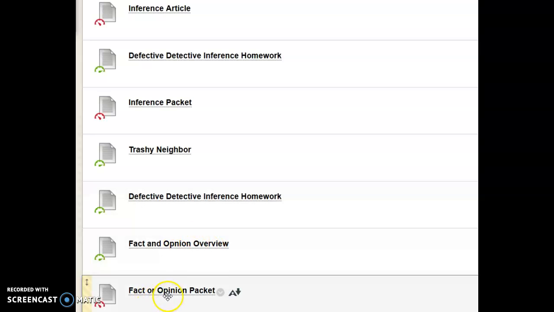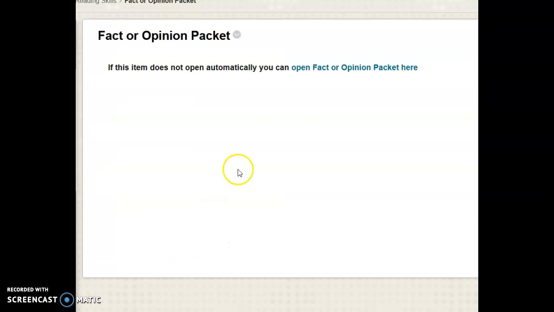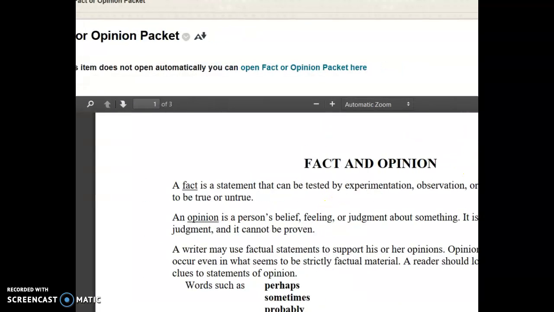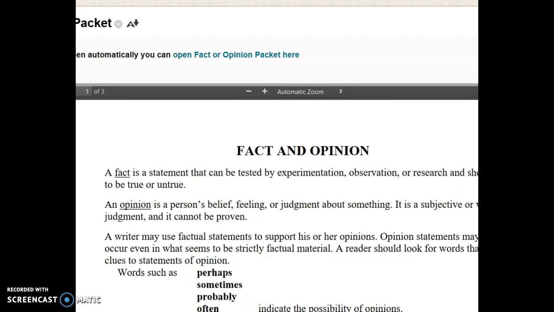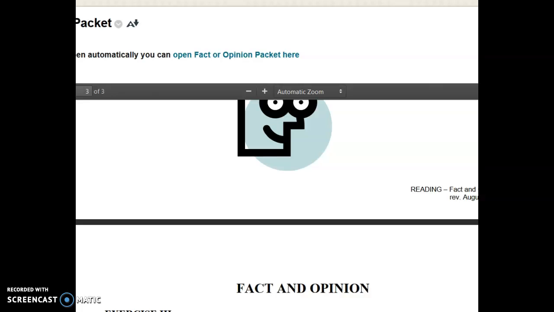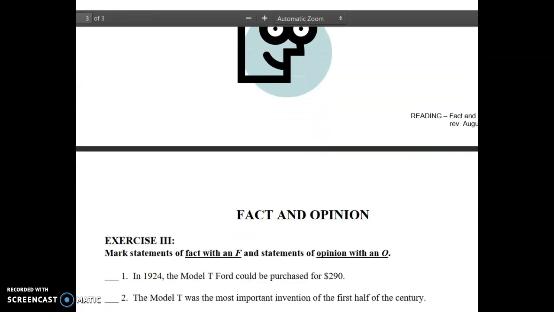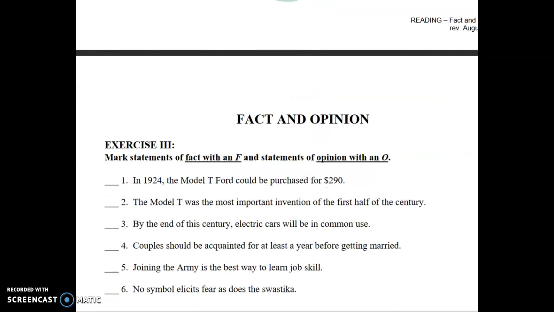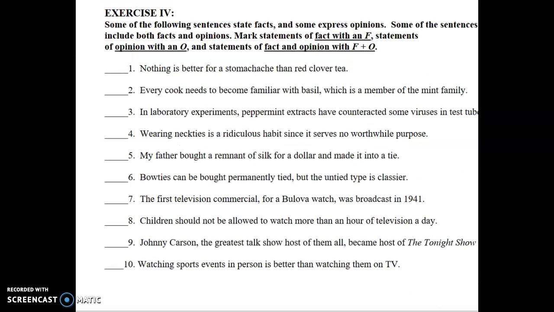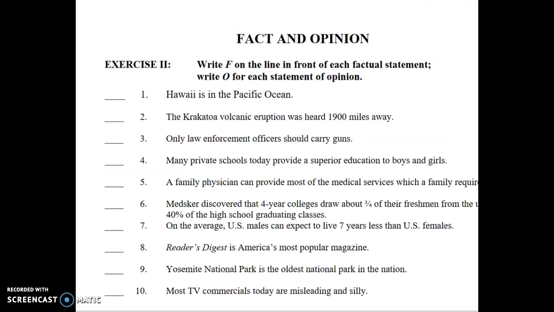Part of your homework is the fact or opinion packet. Okay, you're just going to type the answers to this packet in an email to me. There's a couple different exercises, and you're just identifying F for fact, O for opinion, or if it's a fact and an opinion. So you can type them in an email, send them to me.